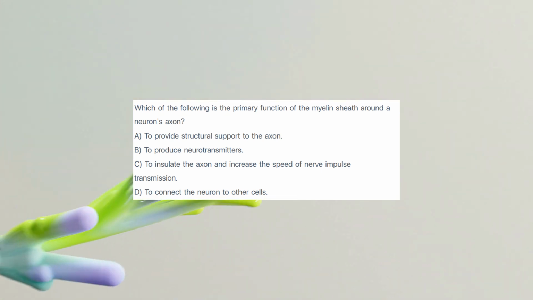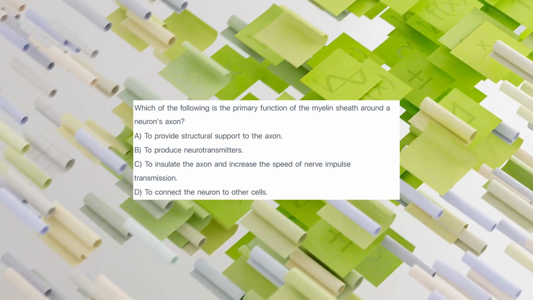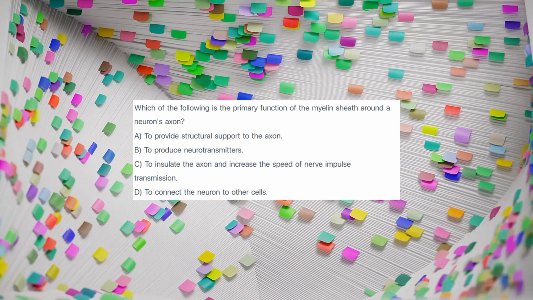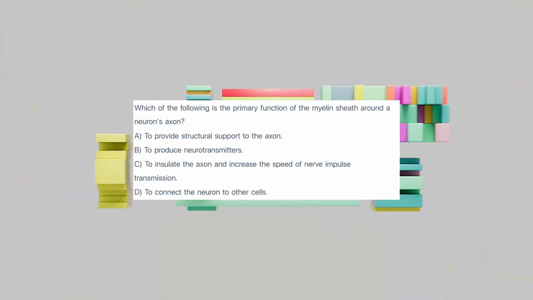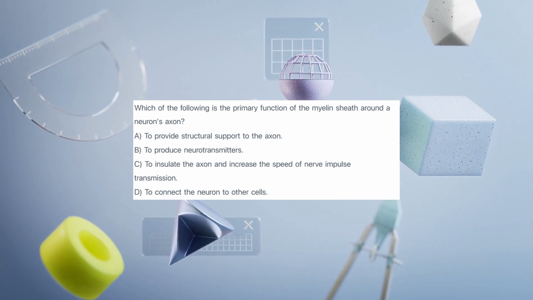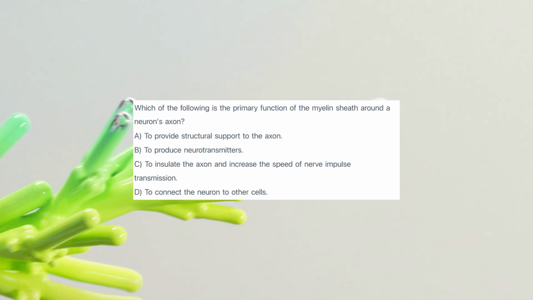Explanation: the myelin sheath acts as an electrical insulator around the axon, preventing the leakage of electrical signals. This allows the nerve impulse to jump between the gaps in the myelin sheath, nodes of Ranvier, through a process called saltatory conduction, significantly increasing the speed at which the impulse travels.